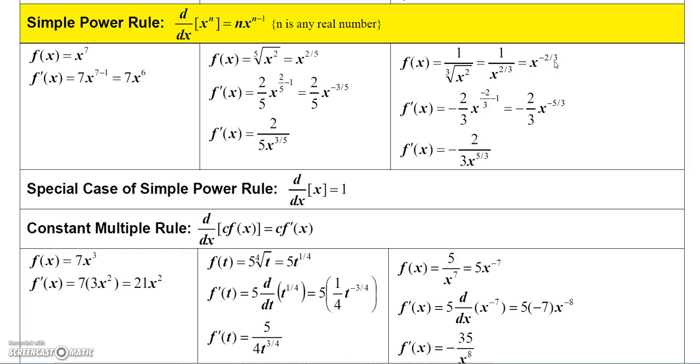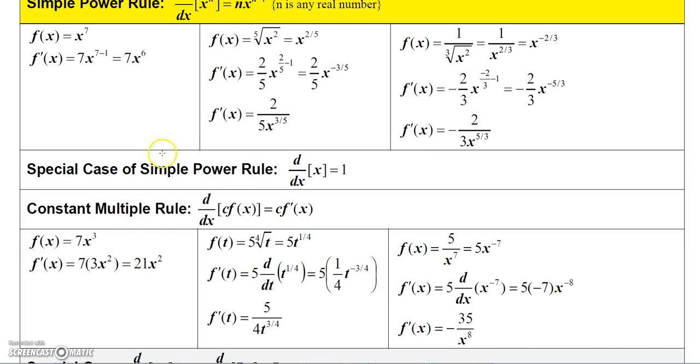And then when I take the derivative of that, I'll use the power rule. So I'll bring the negative 2/3 down as a factor, and then I'll have x raised to the negative 2/3 minus 1. And negative 2/3 minus 1 is actually negative 5/3. So I have minus 2/3 times x to the negative 5/3. And then just like the previous problem, I'm going to move this to the denominator and change the exponent to positive. So I have minus 2 over 3x to the 5/3.